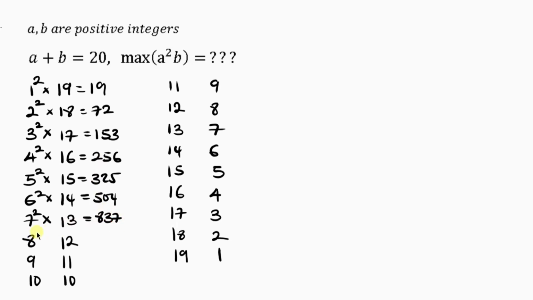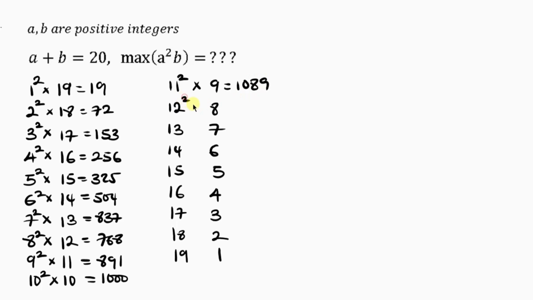So 8 squared times 12, I'm going to be getting 768. Then 9 squared times 11, I'm going to be getting 891. And then 10 squared times 10, I'm going to be getting 1000. Now, 11 squared times 9, I'm going to be getting 1089.